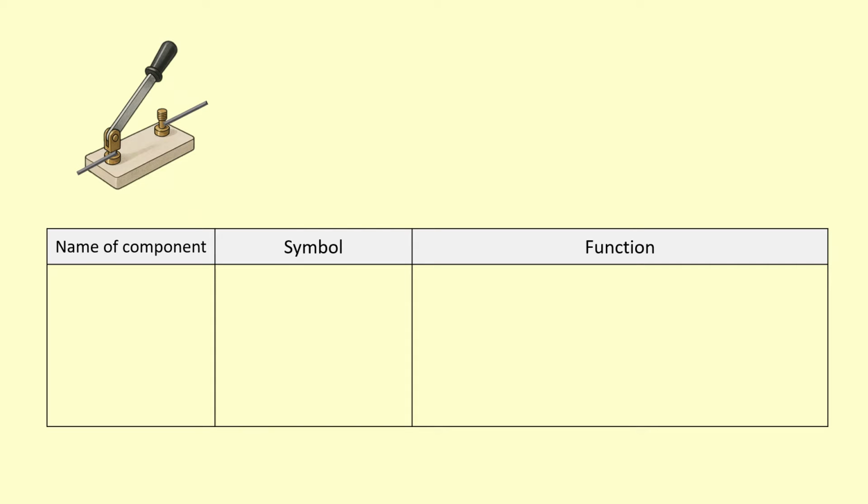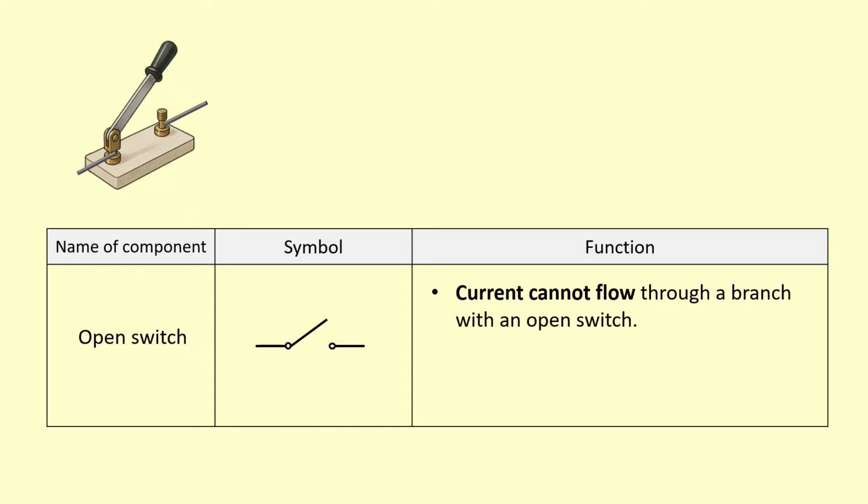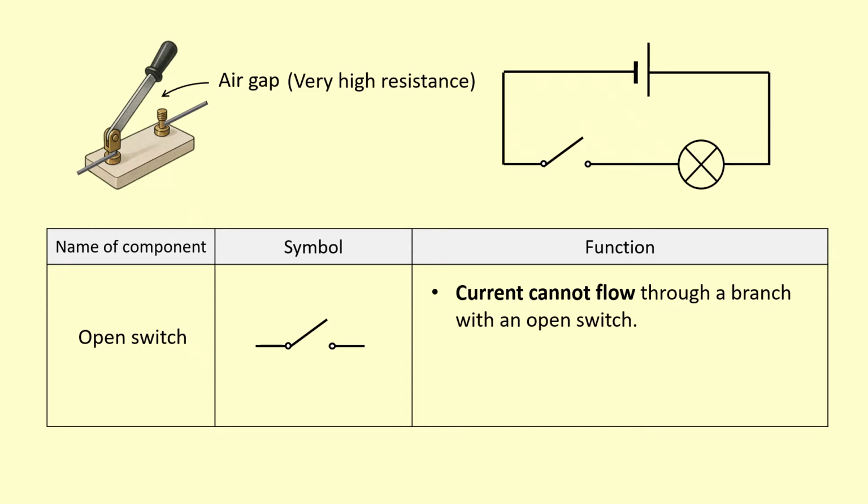Okay, so this component here is an open switch, and you represent it using a symbol like this, almost like an open door. And what this does is it prevents current from flowing whenever the switch is open. That's because there's an air gap in between them. And air, if you remember, is actually a good insulator, so it's got very high resistance and it doesn't allow current to flow. Now in this circuit, you can see the switch is open.